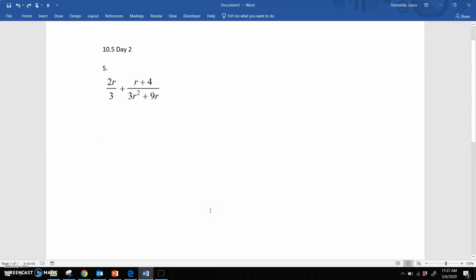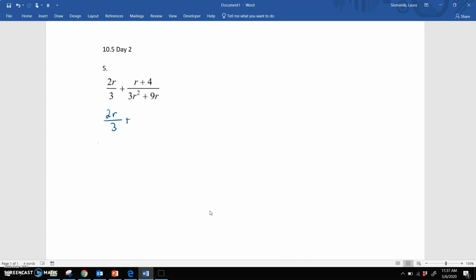up is that in the first 4 problems, all of the fractions that you were adding or subtracting were already simplified for the most part. I guess number 1 wasn't. But I need to remember that when I'm adding or subtracting fractions, I first need to simplify or factor and simplify each individual fraction. So my first fraction, 2r over 3, I can't do anything with, so I leave that.